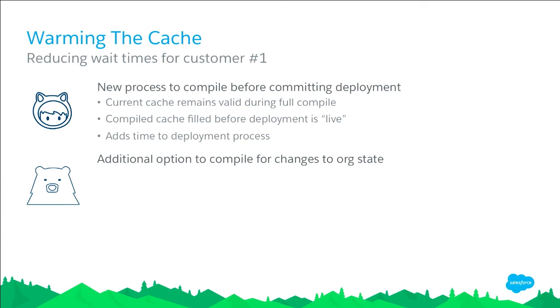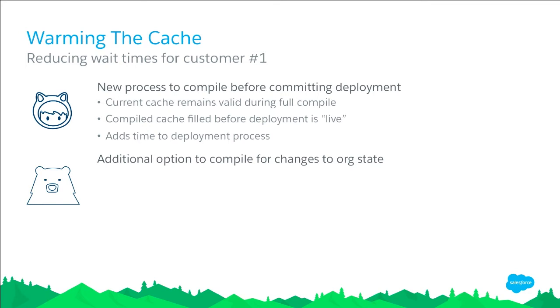We have an additional option, which we are not yet rolling out everywhere, to do the same thing when changes are made to org state. So this is when I change a preference, where I turn Chatter on in my org, or where I provision Service Cloud licenses for the first time, or where I deprovision all of your Service Cloud licenses, so any triggers you have that touch entitlements are no longer valid, that sort of thing.